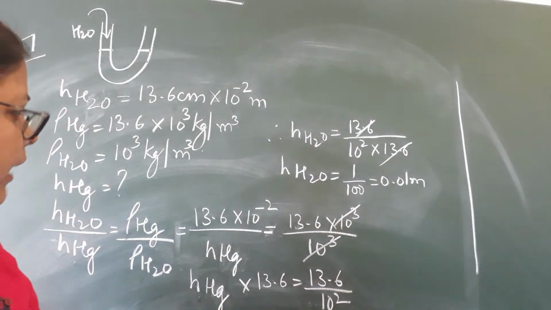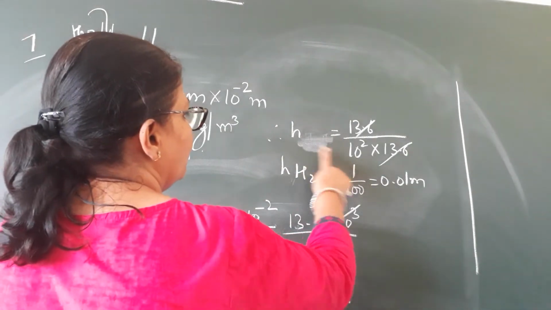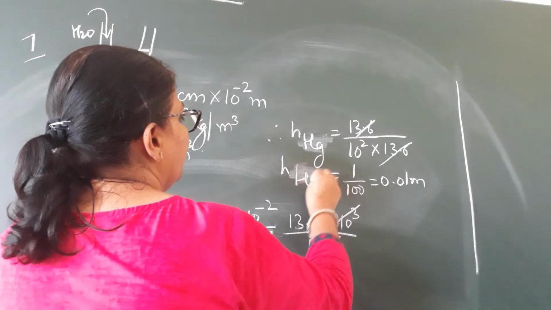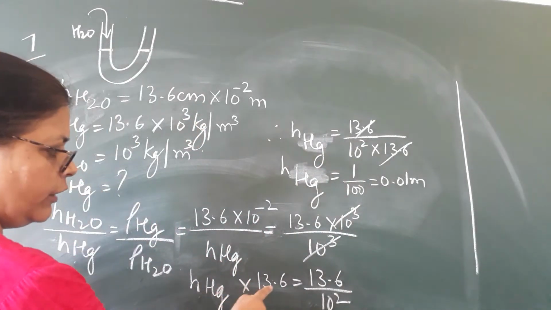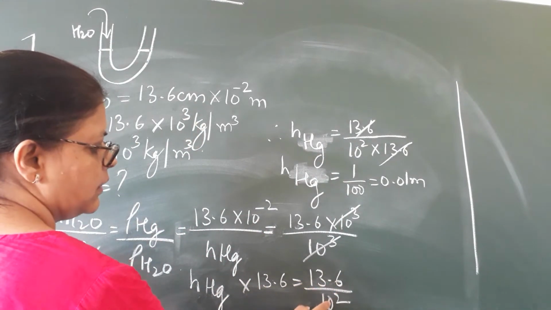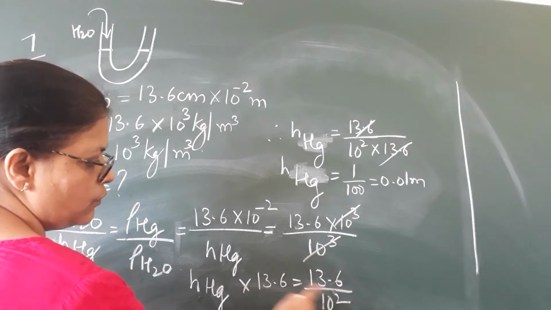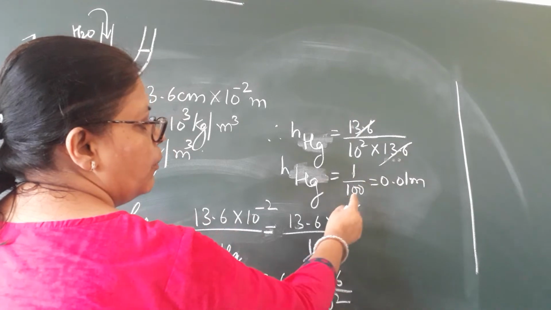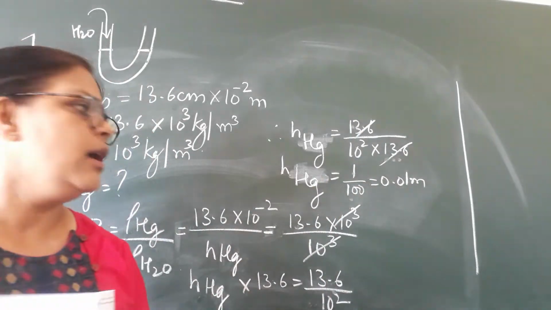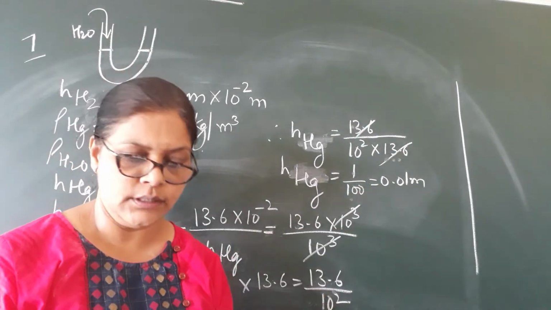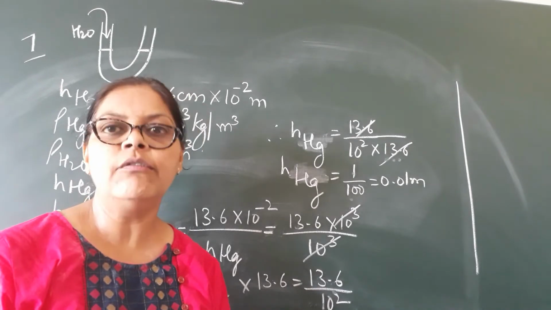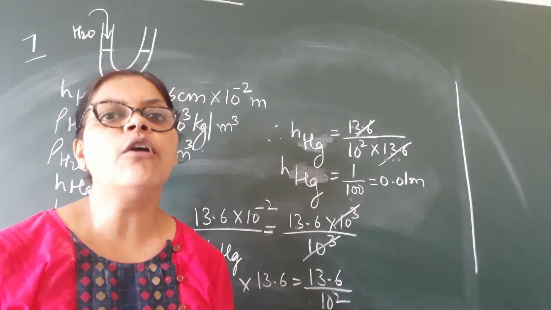I want to find out the height of mercury. The height of mercury would be 13.6 into 10 upon 10 to the power 2, and this will go down into 13.6. This will cancel, and I am left with 1 upon 100. And what is 1 upon 100? It is 0.01 meters. In your book, they have found out the answer in centimeters, but we will leave it in meters because that's the SI unit of height.